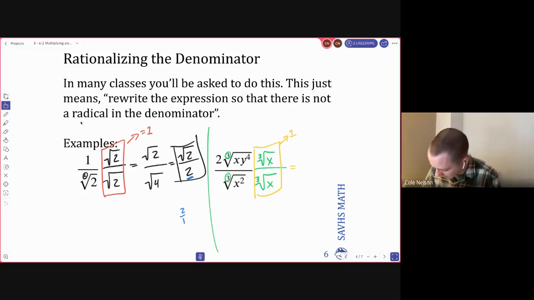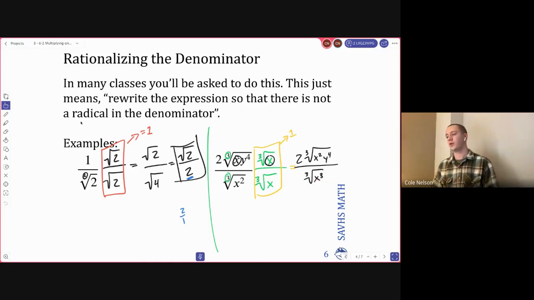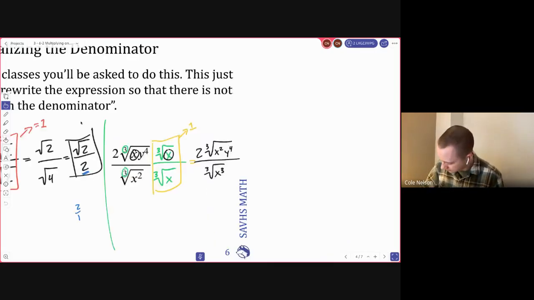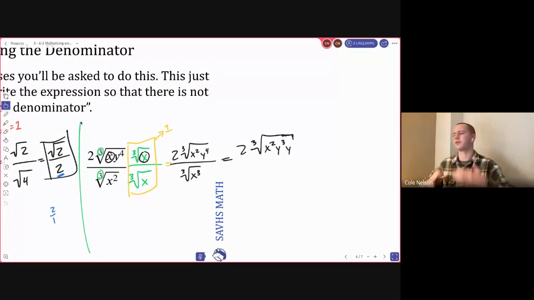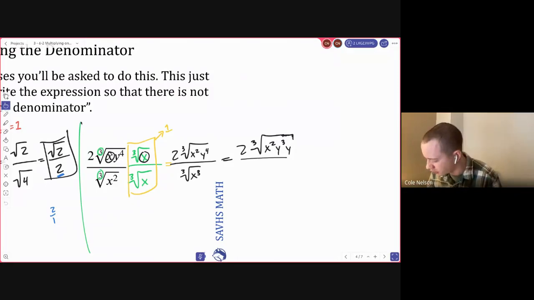So I have 2 cube root of x squared because we have an x here and an x here, and then a y to the 4th over a cube root of x cubed here. I'm almost there. Okay, 2 cube roots of x squared y, I'm going to write cubed and then y because I'm going to end up having to simplify that anyway. And so I'm just kind of starting to prep that process a little bit. I also know that the cube root of x cubed is just x because the radical index and the exponent match.